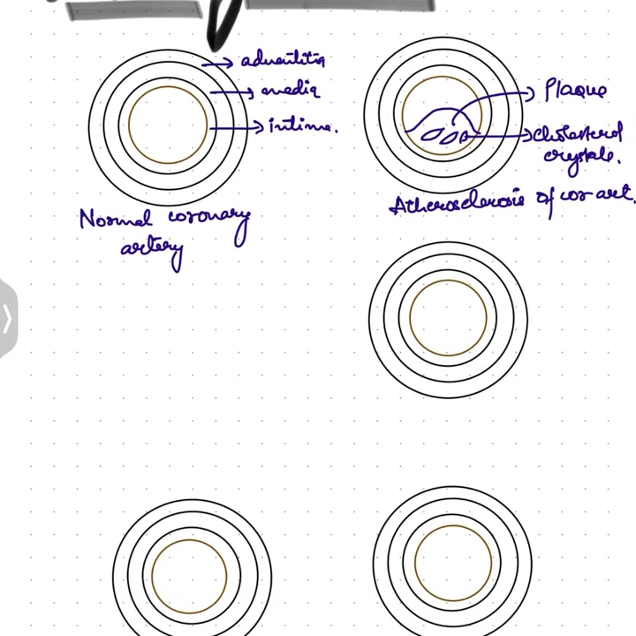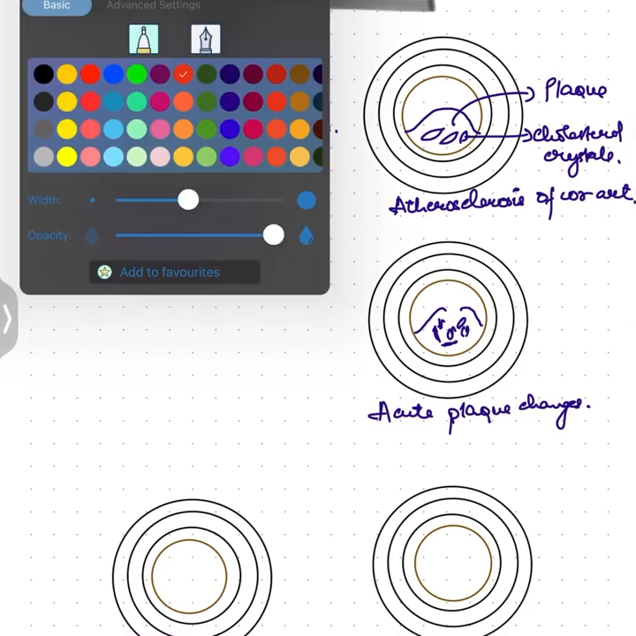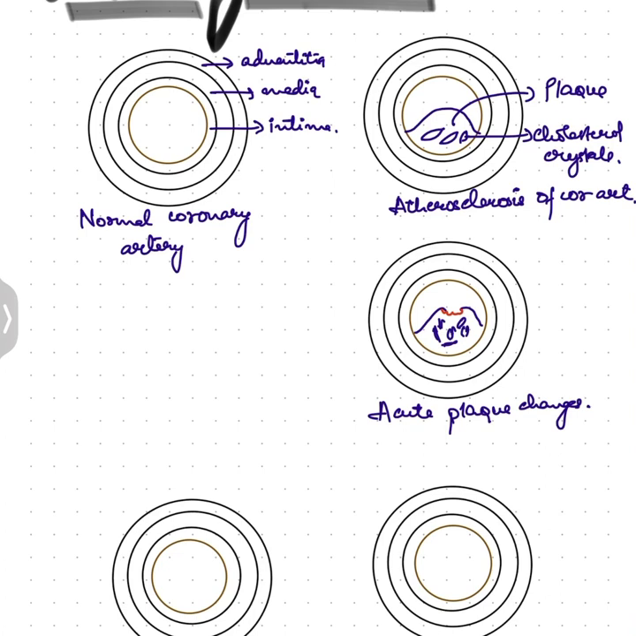What happens next is, what do we see? We see acute plaque changes. And what are those? We'll study them in detail. So this is your plaque. Alright. So these are your cholesterol crystals. So what happens is that your plaque may either rupture, or there may be fissuring, or there may be ulceration of the plaque. All of these changes, what do they lead to?